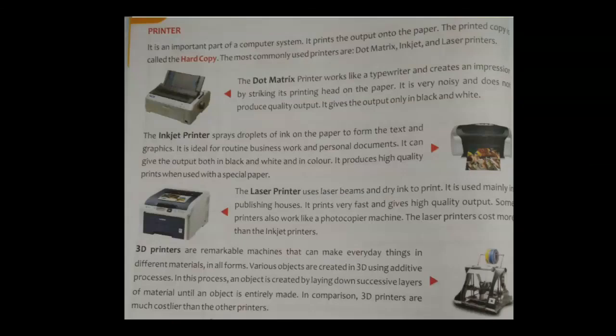Next is the printer. The printer is used to take a printout of the output displayed on the monitor. When we take the printout, that is called the hard copy. There are three types of printer: dot matrix, inkjet and laser printer. Nowadays dot matrix is not in use, and the laser printer produces the best quality of output.